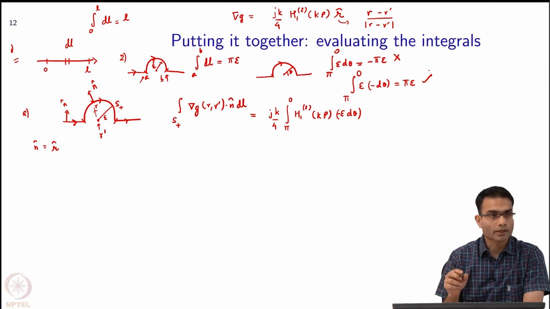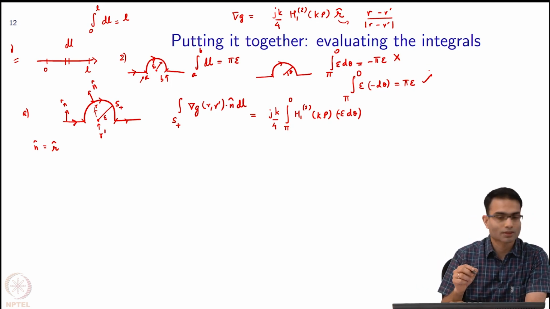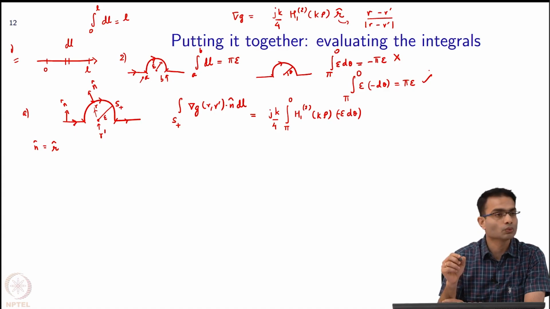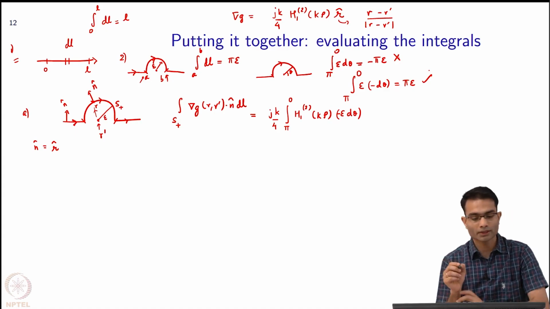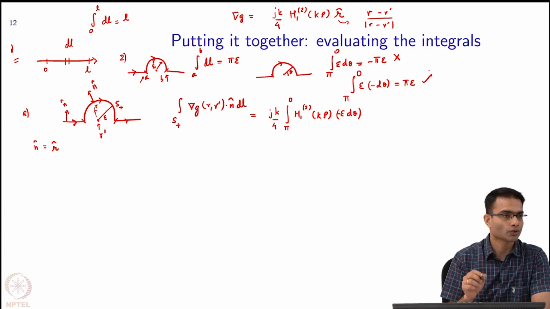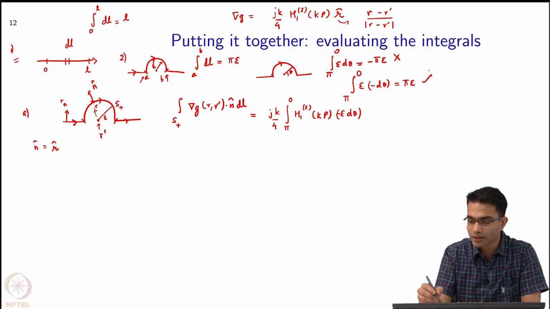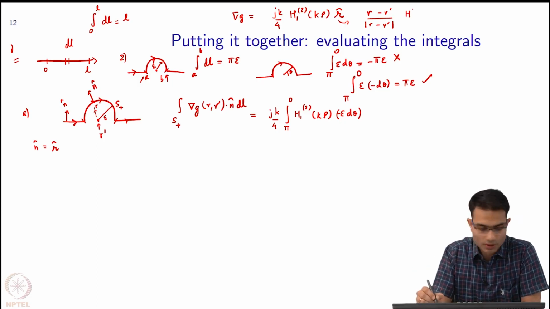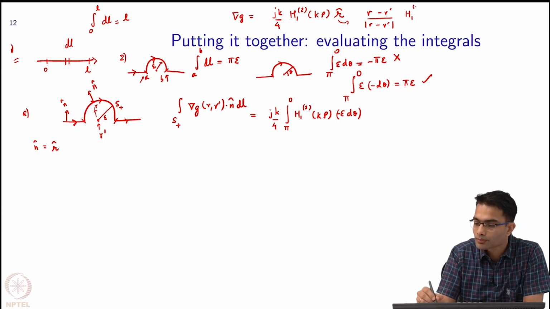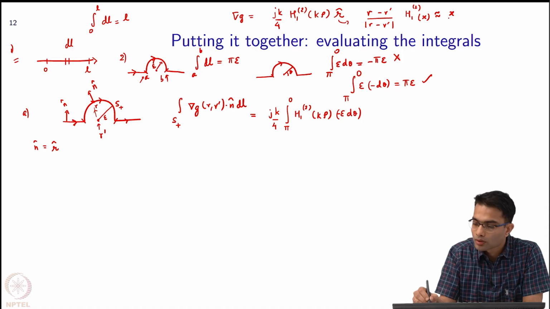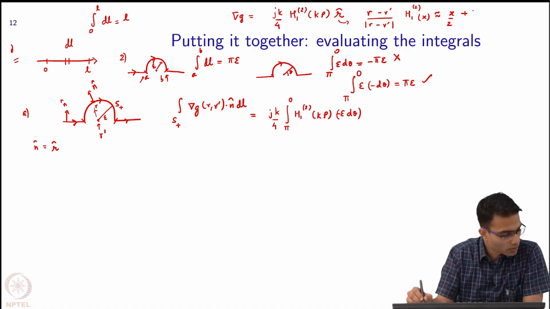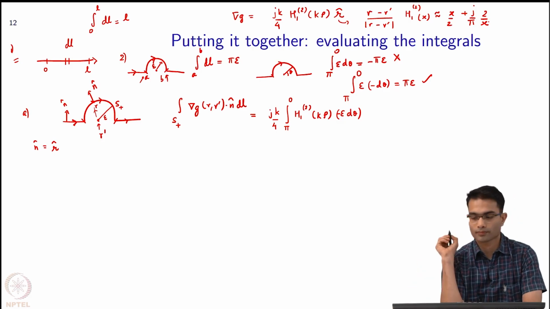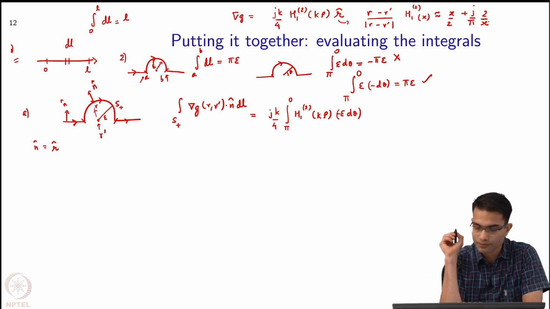Now is where I use the approximation for h 1 2, because I am going to take the limit epsilon tending to 0. So, I should use that approximation, right. That approximation which we have seen before is the part that we are going to use. Okay.